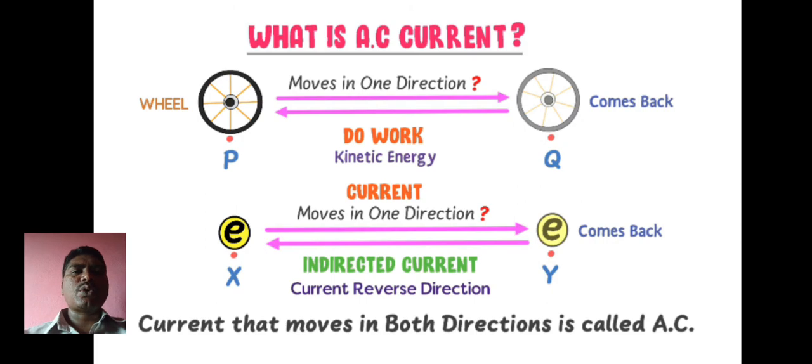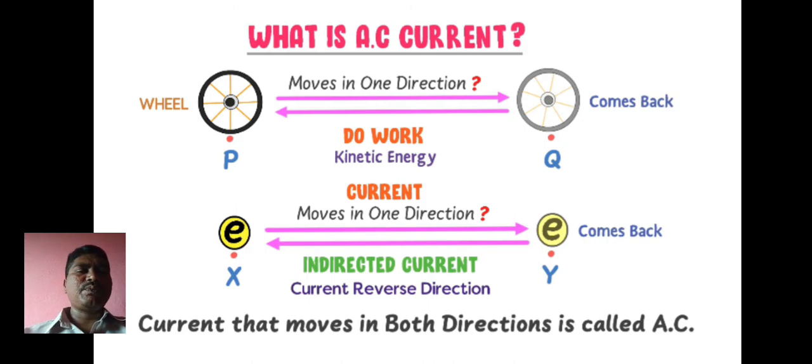Here, similarly, you assume 2 points P and Q. Here the same wheel is moving from point P to Q in one direction, and it comes back to point P. While moving from point P to Q, and similarly coming back from Q to P, it will do some useful work by means of this kinetic energy.